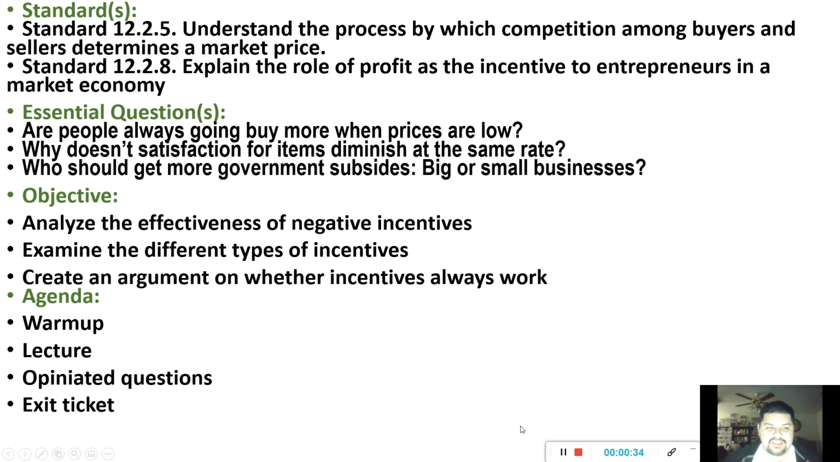Let's look at the objective. We're going to analyze the effectiveness of negative incentives. We're going to find out what those are later. We're going to examine the different types of incentives, and we're going to create an argument on whether incentives always work. The key word is always. Now, with incentives, we're going to be talking about the economic sense of incentives, but incentives also work in daily life. Hopefully you'll be able to see the connection.